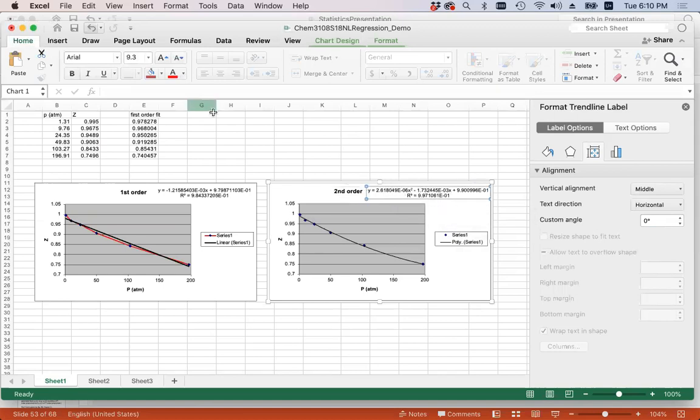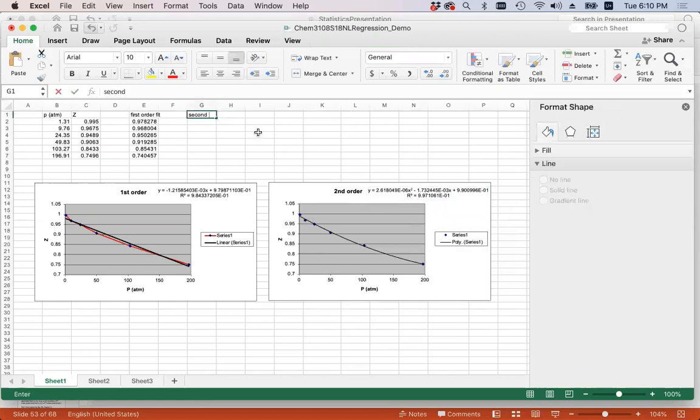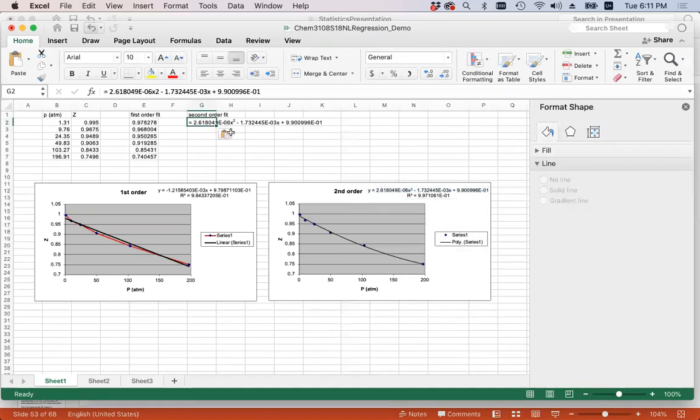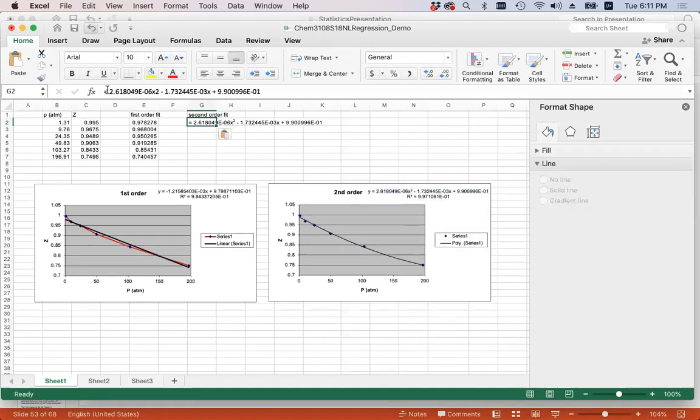Okay, so now I want to make another column where I'm going to give the second order fit. And the easiest way to do this, if you've printed a lot of significant figures, is to just copy the equation here. So I'm going to Command C and then Control V. And so now I've printed this equation, but I don't want an x squared. I want to replace that with a reference to the pressure values that we've measured.